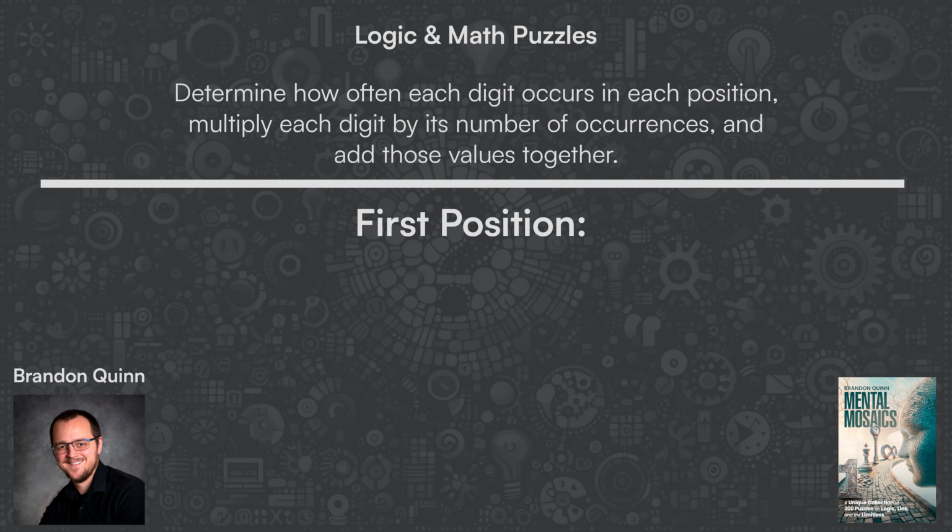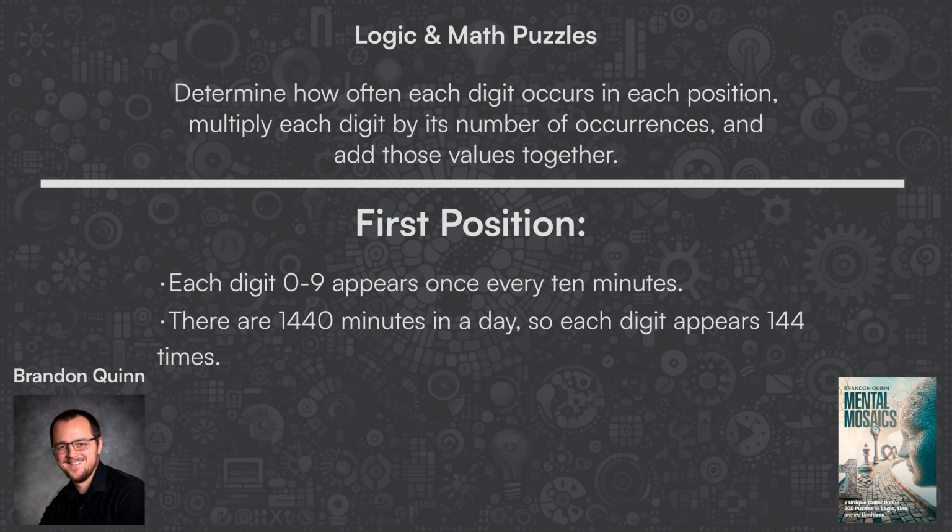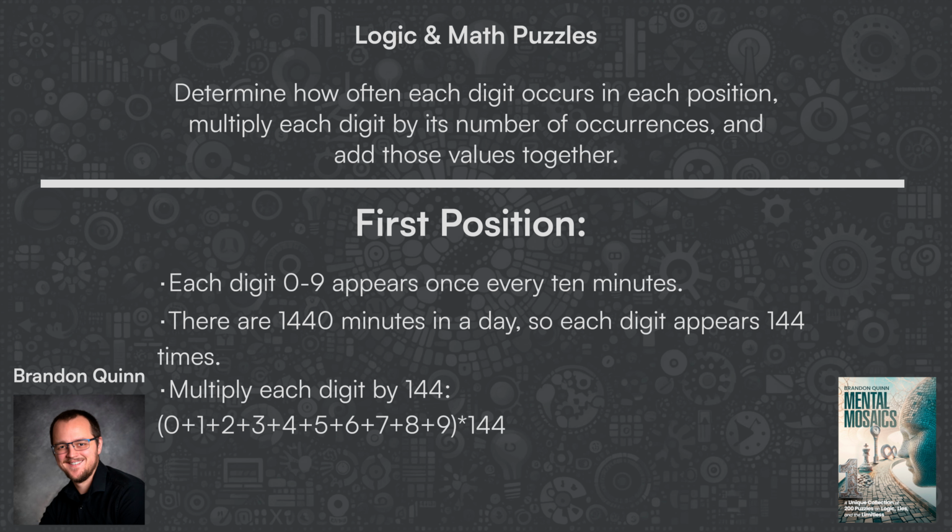Starting with the first position, the rightmost position, we can see that each digit 0 through 9 appears exactly once per every 10 minutes. There are 1,440 minutes in a day, which means each of those digits appears 144 times. Multiply each digit by 144, or alternatively, as I've done here, add up 0 through 9, multiply that sum by 144, and we get the result of 6,480.